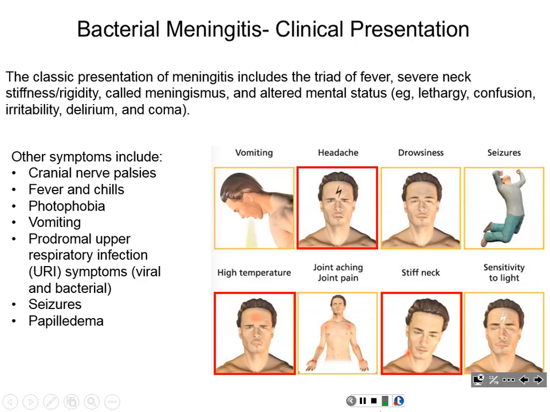So our clinical presentation, basically I'm going to work through that same pathophysiology again and talk about how your patients are going to present. The classic presentation, only about half of your patients are really going to have this, but it's a triad of fever, stiff neck, and altered mental status, shown here with the red boxes. Other things may include cranial nerve palsies due to pressure on certain cranial nerves, fever and chills from the IL-6 and pyrogens, photophobia, vomiting, seizures, papilledema.